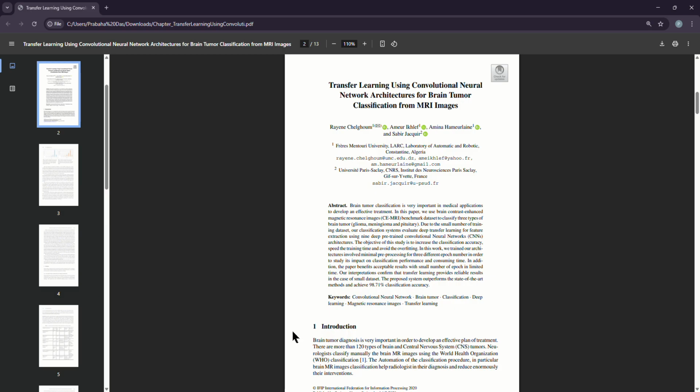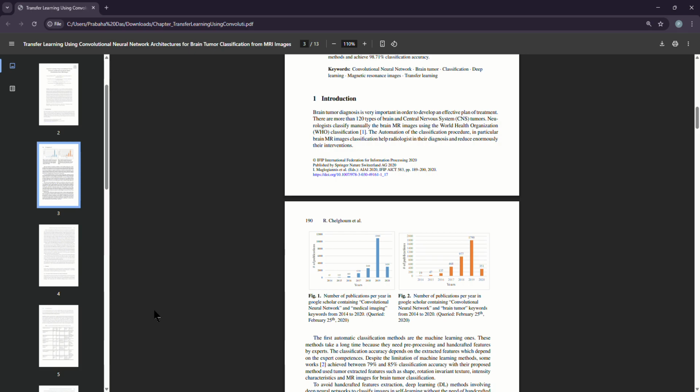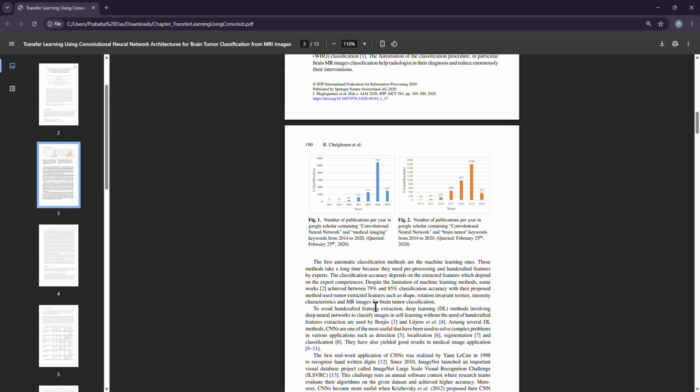Brain tumors are life-threatening conditions, and early and accurate classification is crucial for treatment. There are over 120 types of brain and central nervous system tumors. This study focuses on three: glioma, meningioma, and pituitary tumors. Traditional classification methods require manual expert analysis using MRI scans following the WHO classification system. Automating this process can assist radiologists, reduce human error, and speed up diagnosis.